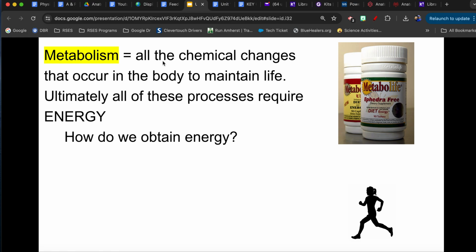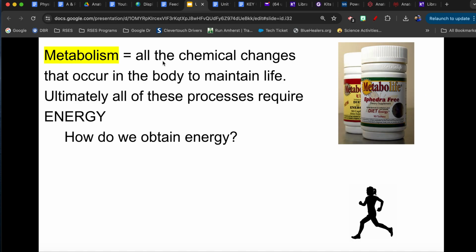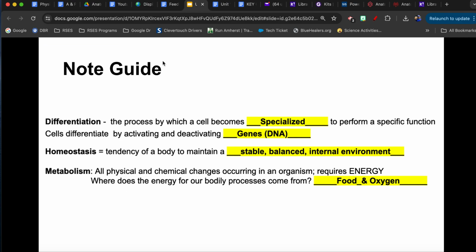Metabolism would be all the chemical changes that occur in the body to maintain life. Ultimately, all of these require energy. So metabolism, these reactions are used to help maintain homeostasis. Things like cellular respiration, you might remember from biology. We already said we get energy from food and oxygen. So go ahead and pause while you fill out those definitions in your notes.